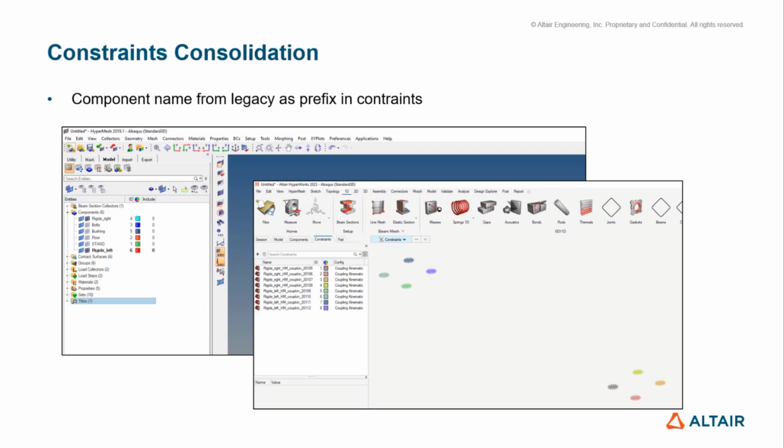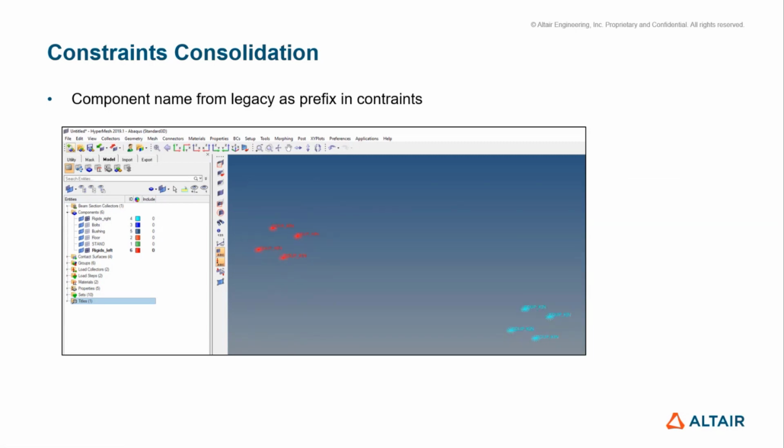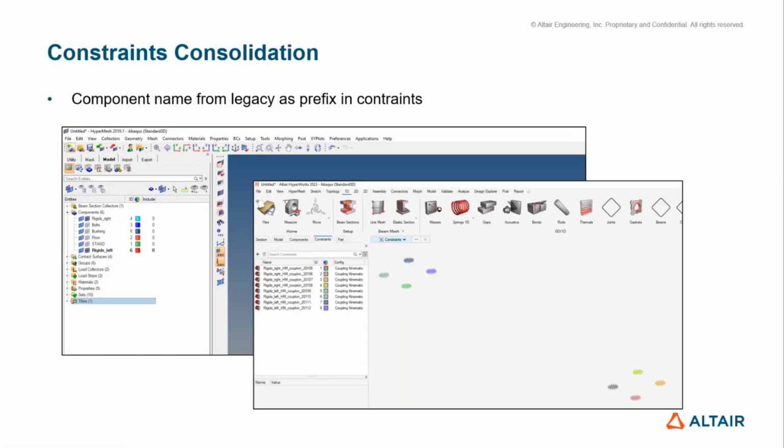Now, with this particular fix, we have a way to distinguish. If you look at the, I'll just go one step back. You have a rigid right and rigid left with hookins, two different components which were elements. Now, when you migrate to constraints, as you open it into the new interface, we retain the component names as a prefix. That allows you to distinguish which region of your model it belongs to.